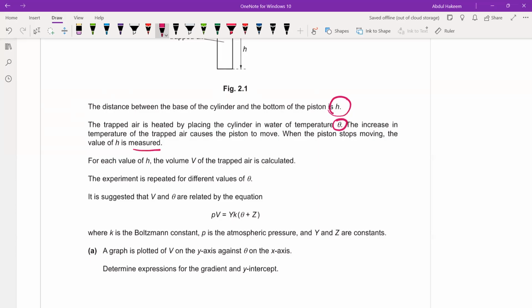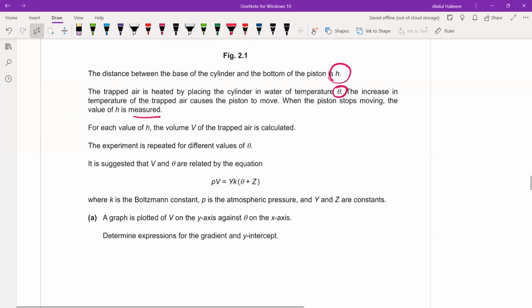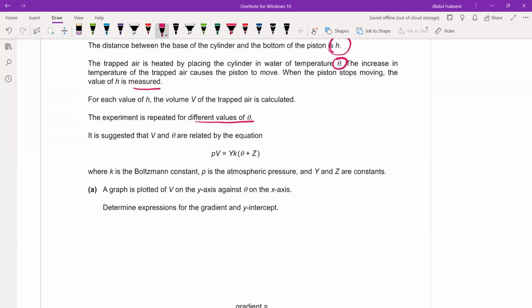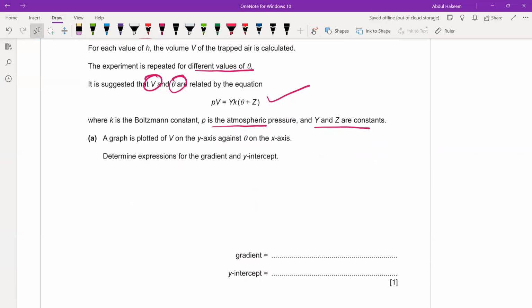For each value of h, the volume V of the trapped air is calculated. Experiments are repeated for different temperatures theta. It is suggested that the volume V and the temperature theta are related by the equation PV = YK(theta + Z), where K is the Boltzmann constant, P is the atmospheric pressure, and Y and Z are constants. A graph of V on the y-axis and theta on the x-axis is plotted. The question is, determine the expression for the gradient and the y-intercept.